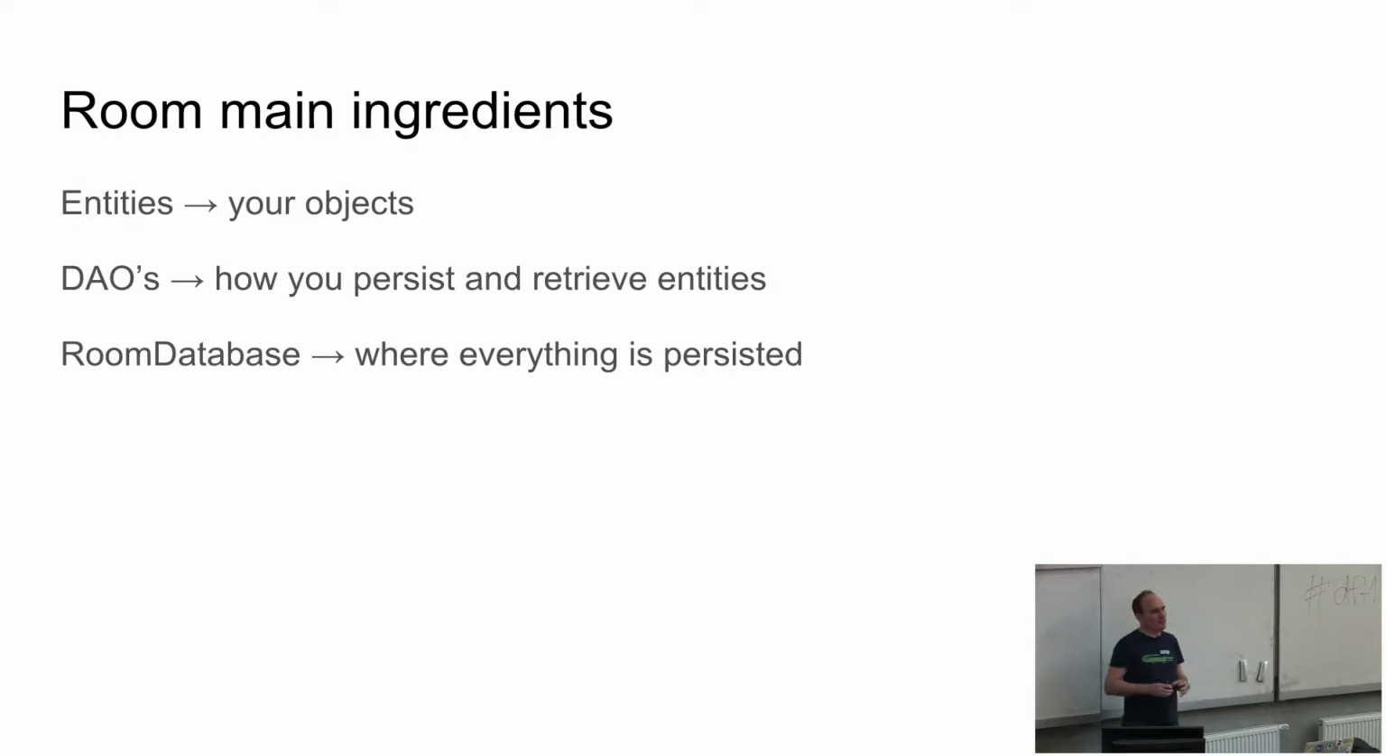Room consists of basically three ingredients. So you have your entities, which are your model objects. We have our data access objects, which allow us to work with those objects. So it defines how you store or retrieve objects from the database. And we have the Room database component that basically ties this all together and specifies where you are actually storing all these entities. So we go into these components now.